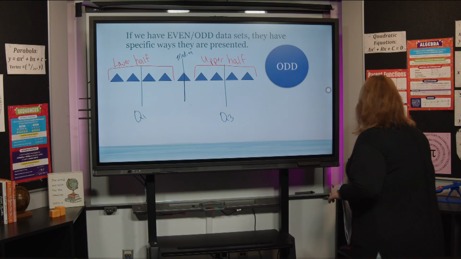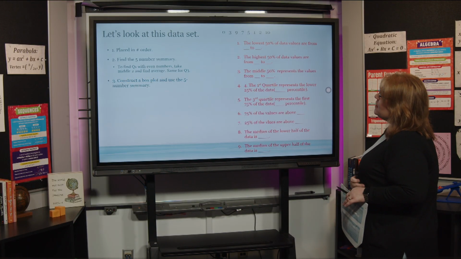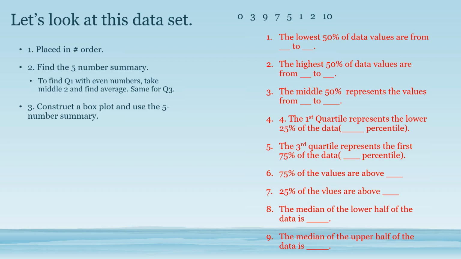All right, so let's go ahead and look at this data set. First, we place it in numerical order. We're going to find the 5-number summary. To find Q1 with even numbers, take the middle two and find the average, same as Q3. Construct a box plot and use the 5-number summary. So let's put these in numerical order first.